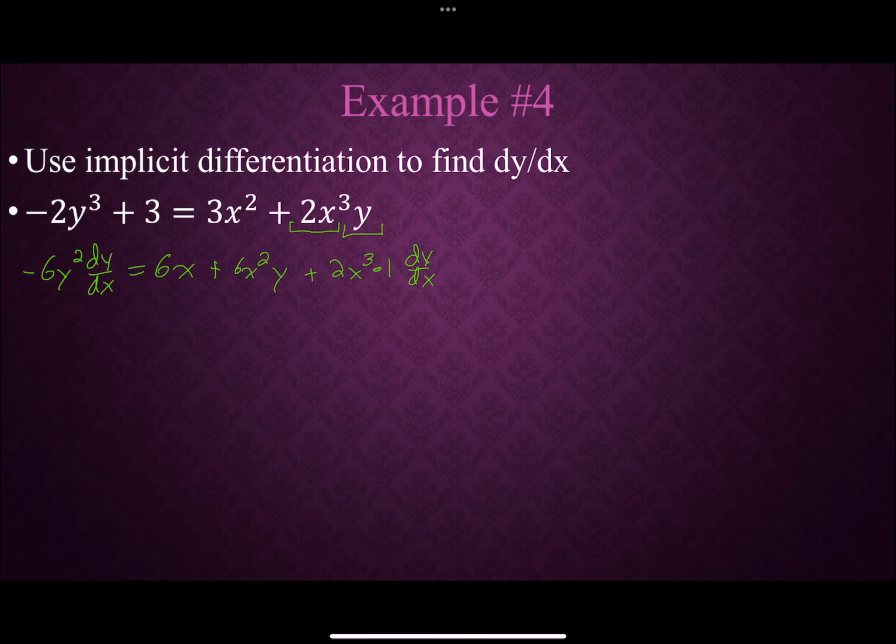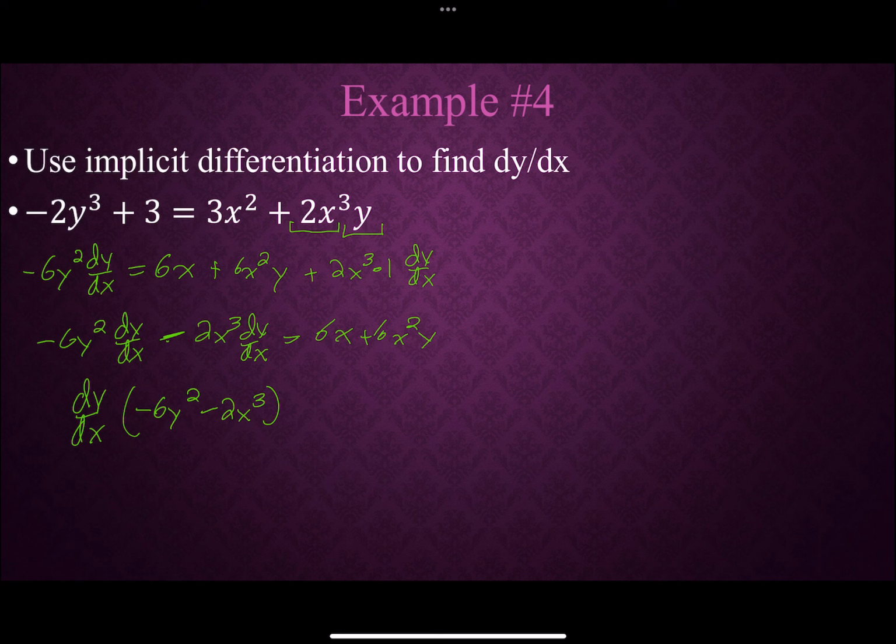We're going to go ahead and subtract it over to the other side. So we have negative 6y squared dy/dx minus 2x cubed dy/dx equals 6x plus 6x squared y. We can factor only the dy/dx out. Yeah, they both have negatives. Yeah, they both can divide by a 2. Don't want to do that. I only want to get dy/dx by itself. So I don't want anything else factored out with it.